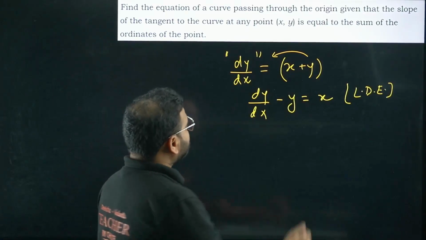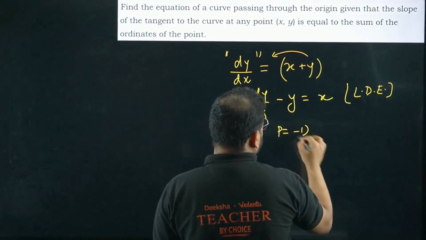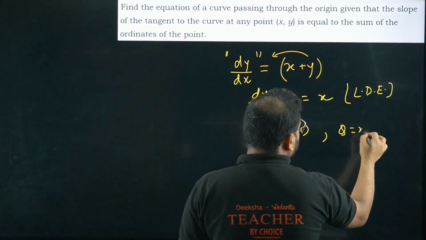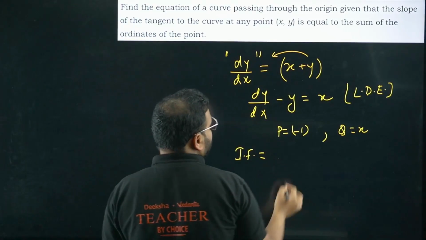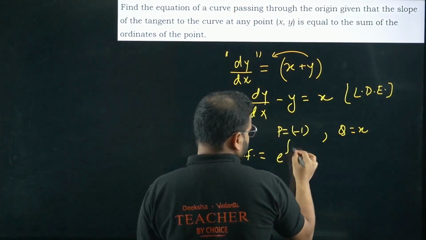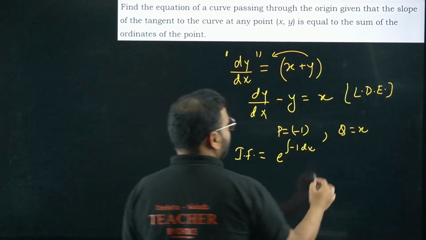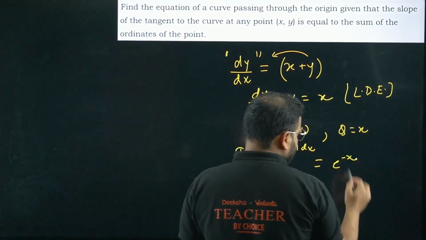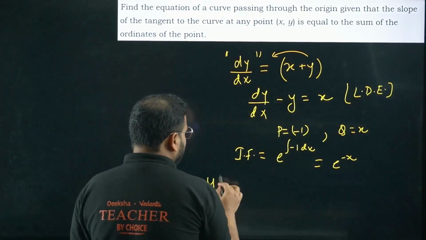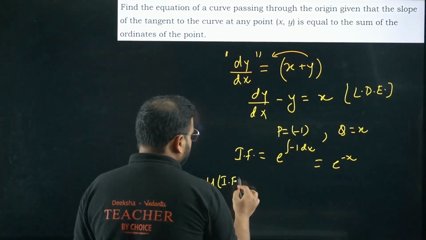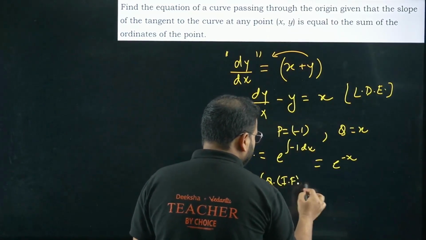Now how do you solve it, sir? Your p value is going to be minus 1 and q value is simply x. The first thing is to look for the integrating factor, e power integral of minus 1 dx, leaving me with e power minus x. The answer will become y times IF equals integration of q times IF dx.